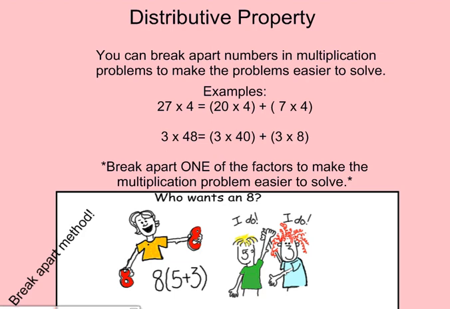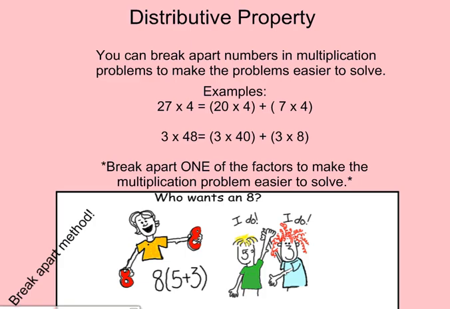Okay. The next one, that's one of the more important ones that you need to know and be able to do multi-step equations, is the distributive property. The distributive property means you can break apart numbers in multiplication problems to make the problems easier to solve. You have been doing this since about 2nd or 3rd grade when you did partial sums, partial differences, and partial products. You are essentially using the distributive property.